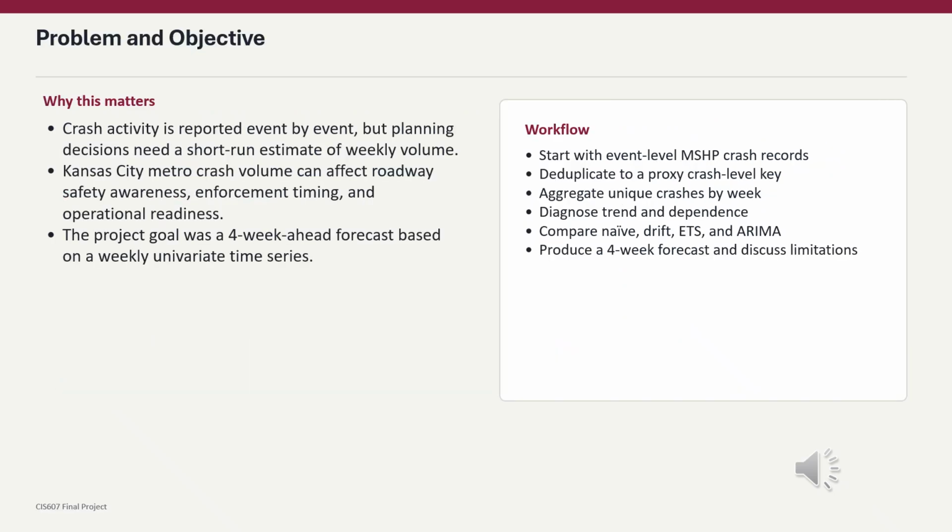For our problem statement and our goal, our problem is that crash volume fluctuates week to week. Those swings matter for operational awareness and short-term planning, for things like signage, sign messaging, patrol emphasis, and just general readiness. Our goal here was to create a defensible weekly time series and forecast crash volume for 4 weeks ahead. The method that we used was to aggregate crashes down into weekly counts, and then we explored the patterns, ran diagnostics, and compared baseline forecasts to ETS and ARIMA using a holdout evaluation.